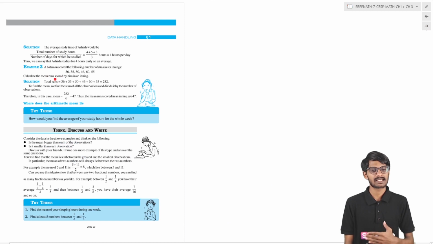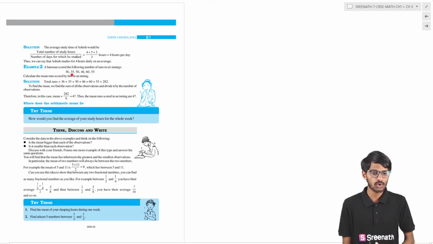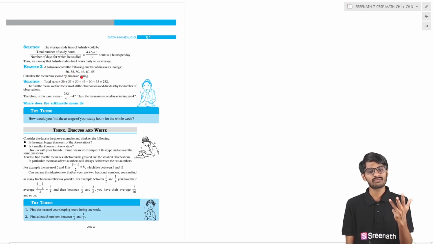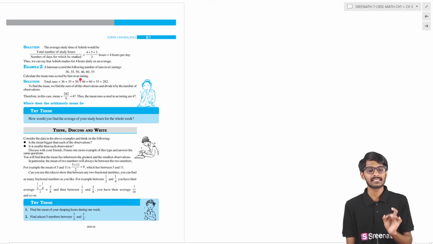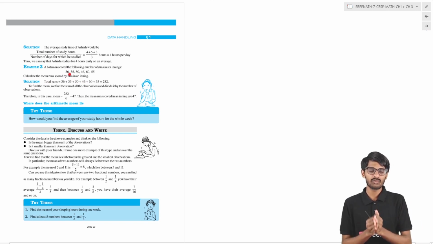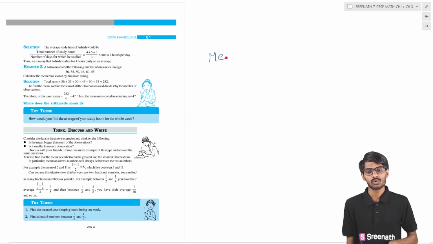Okay, students, next there is an example. A batsman scored the following number of runs in 6 innings. In the first inning 36, second inning 35, third inning 50, fourth inning 46, fifth inning 60, sixth inning 55. Calculate the mean runs scored in an inning. We want the average runs scored in each inning. For that we have to find the mean.